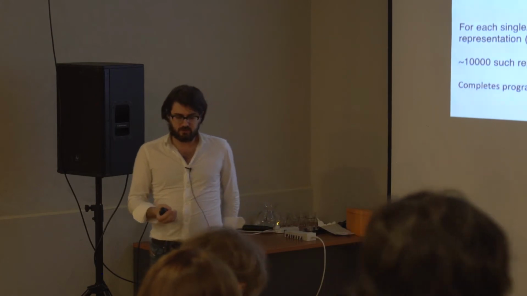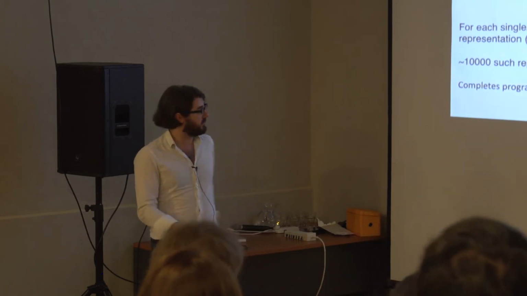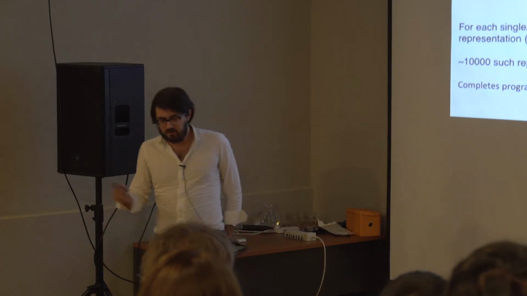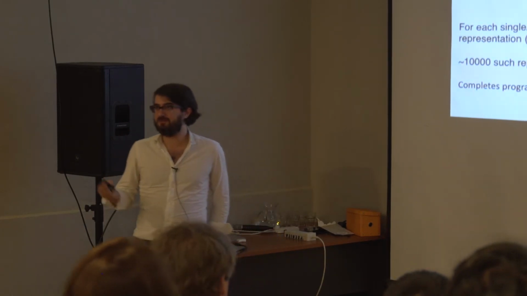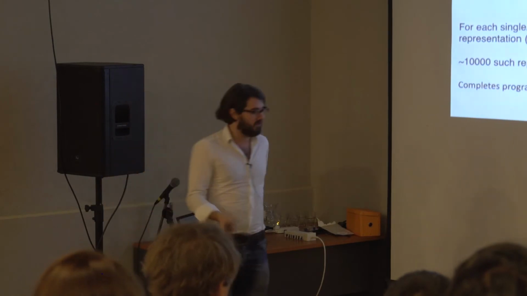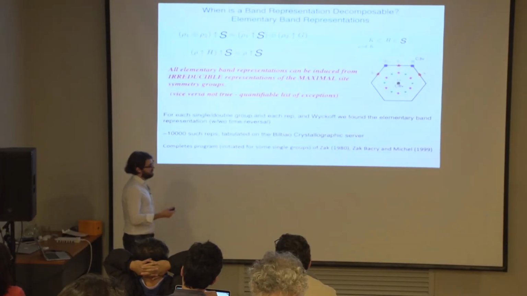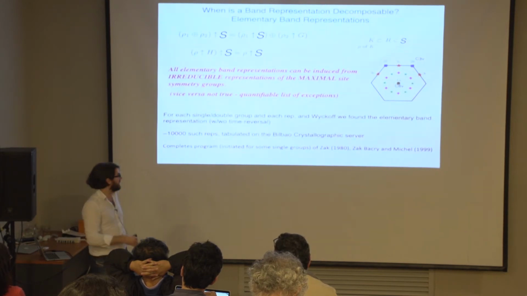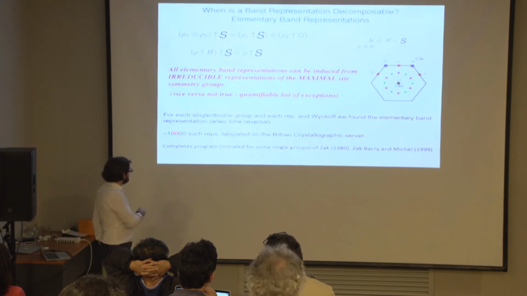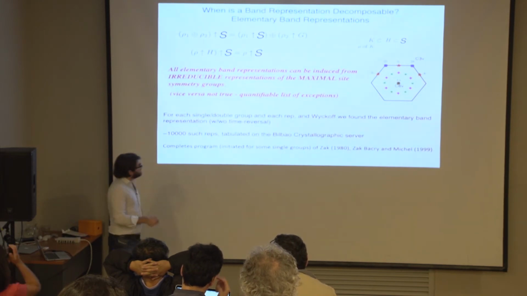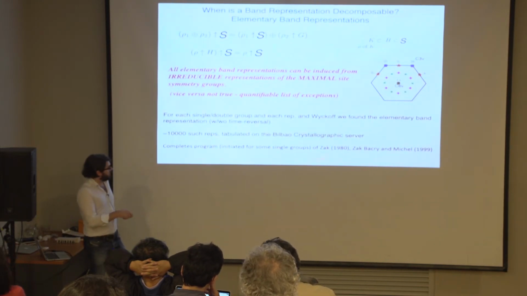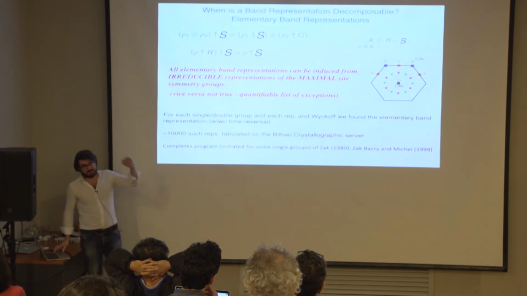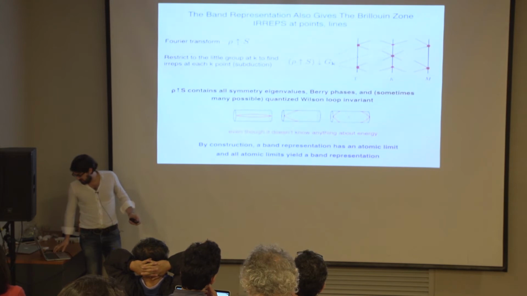Why are there 10,000? Well, there are roughly 230 non-magnetic symmetry groups. There are about, say, 10 Wyckoff positions on average per group. So that's around 2,300 groups times Wyckoff positions. There were about 5 representations per Wyckoff position. So that's about 10,000 roughly. The number makes sense. So this completes the program of Zak, Bacry, and Michel in terms of tabulating all these representations.